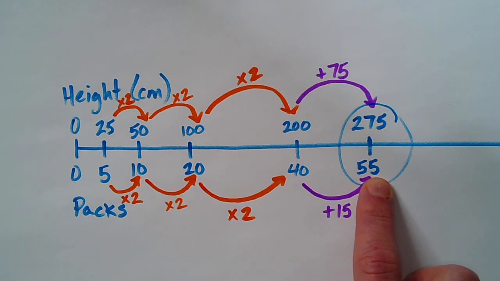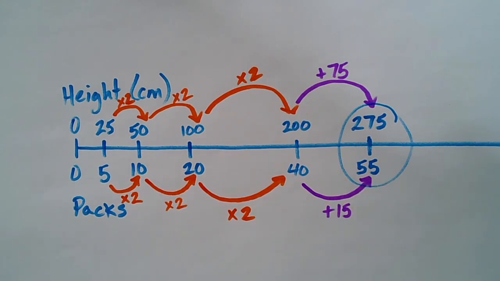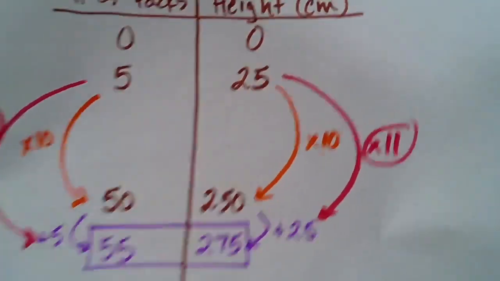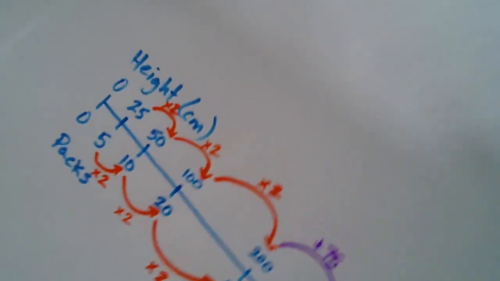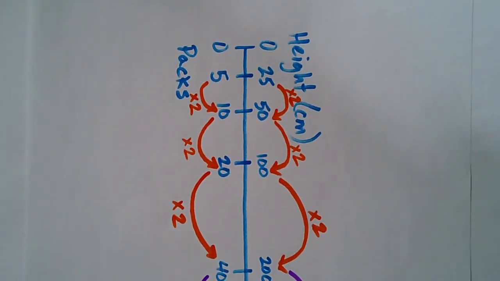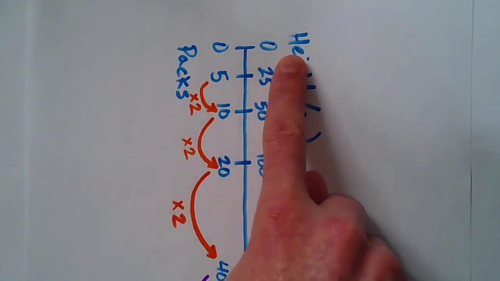Another one that students might be comfortable with, depending on how often they've used ratio tables, is taking this and flipping it this way and thinking of it as a ratio table. Here's my packs and here's my height.